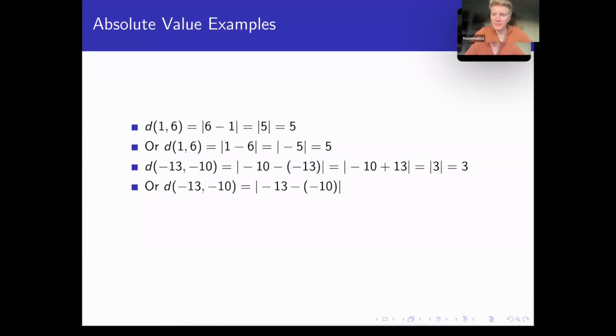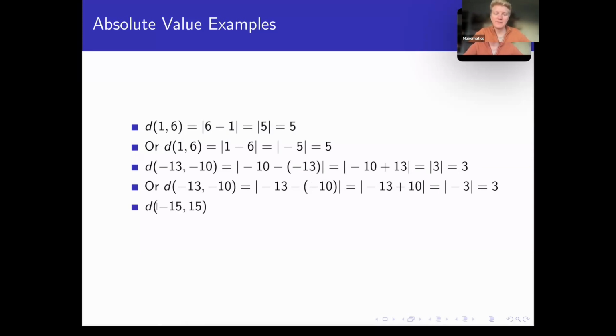But we can also do it backwards. Negative 13 minus negative 10, negative negative creates a plus. You're $13 in debt, and somebody gives you $10. Now you're only $3 in debt, and the absolute value of negative 3 is 3.